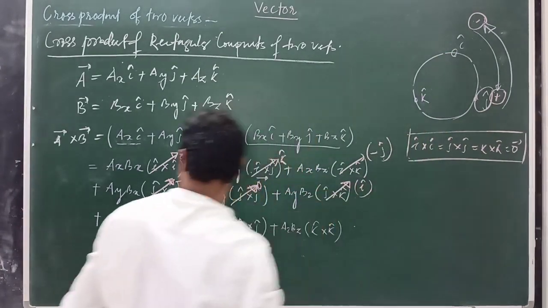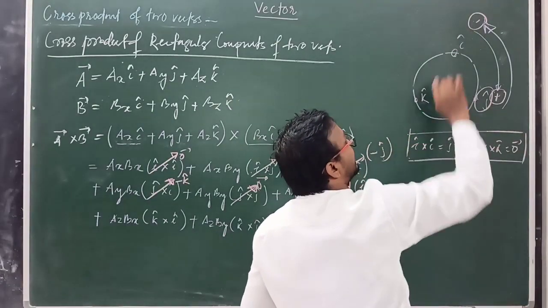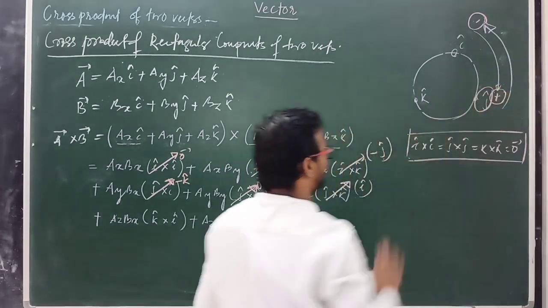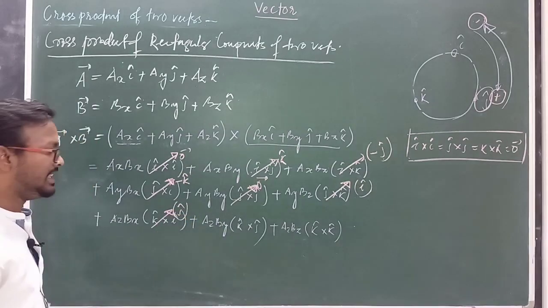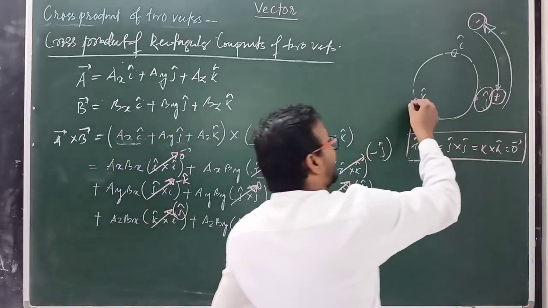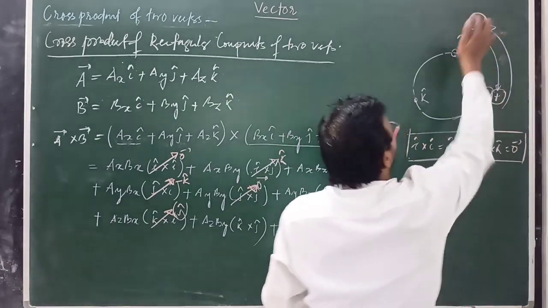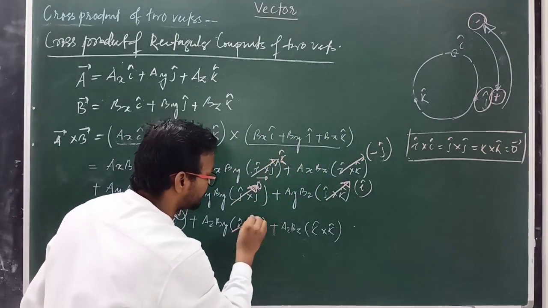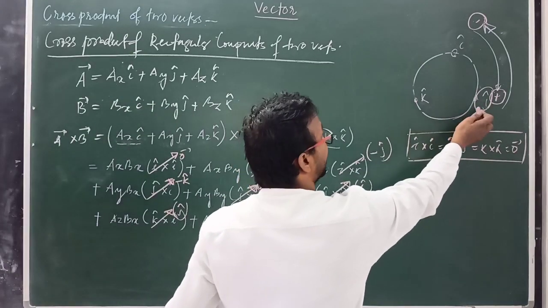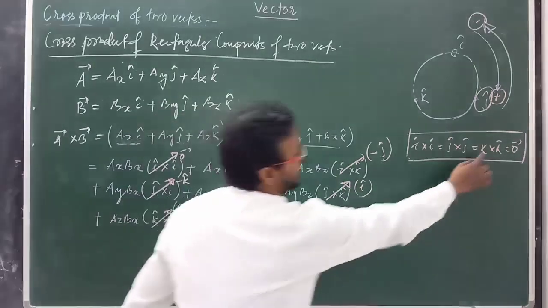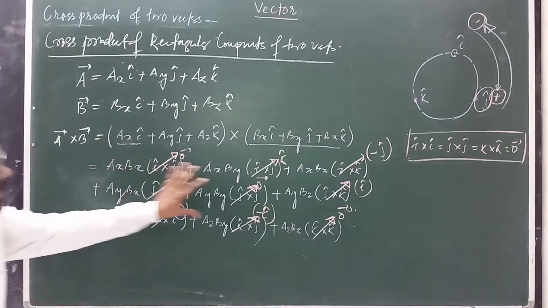i cap. Clear? Last one term k cross i, which is clockwise. k cross i equal to j, clockwise means positive sign. So k cross i equal to j cap with positive sign. Again k cross j means anti-clockwise direction, and k cross j equal to i cap with a negative sign. So here this is minus i cap. Clear? k cross j equal to minus i. Again k cross k equal to 0 vector. Now write the remaining term.